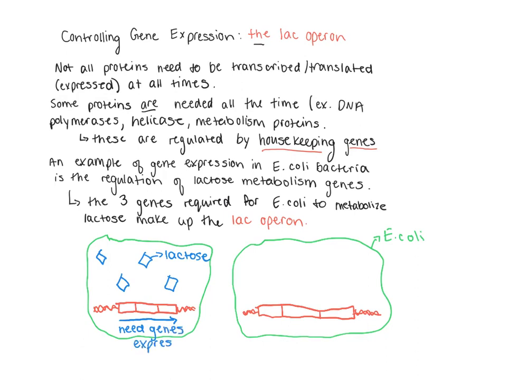So if lactose is present, the cell needs those genes in the Lac Operon to be expressed. If there is no lactose, we don't need them expressed. And we're going to dive into how exactly these genes are regulated. Like, how does the cell even know that there's lactose there, or how does this impact how the genes are expressed? We're going to look exactly at how that works, but this is the main idea here.